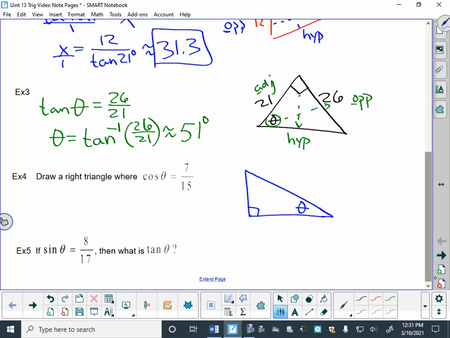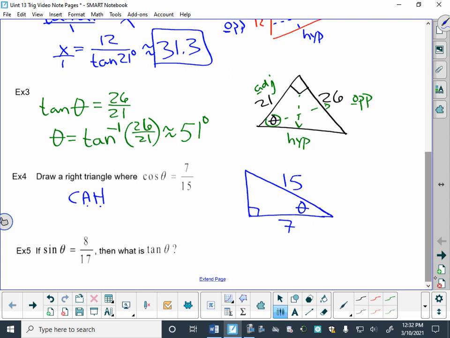I'll choose that one. And what I know about cosine is that's from the CAH part of the mnemonic, which means it is equal to the adjacent side divided by the hypotenuse. So the adjacent side, which is this one here, should be 7, and the hypotenuse should be 15. So in this triangle that I've drawn, the cosine of theta is 7 over 15.